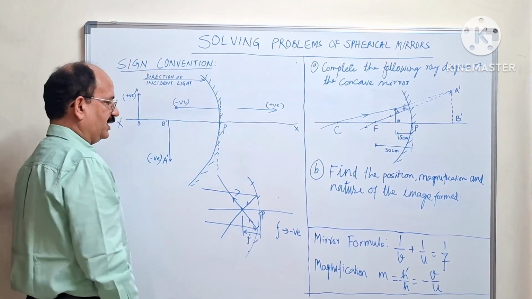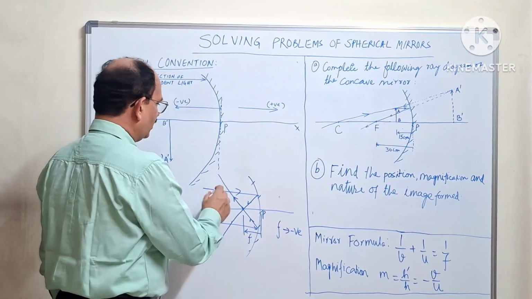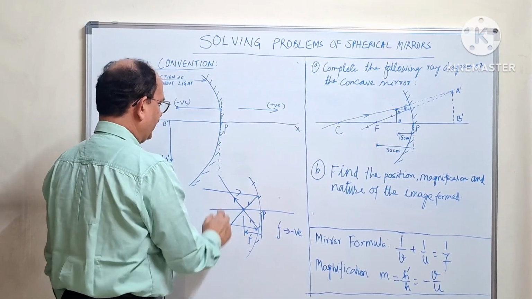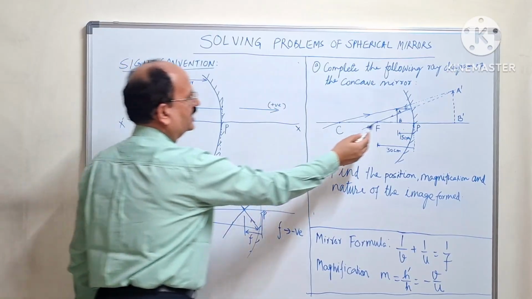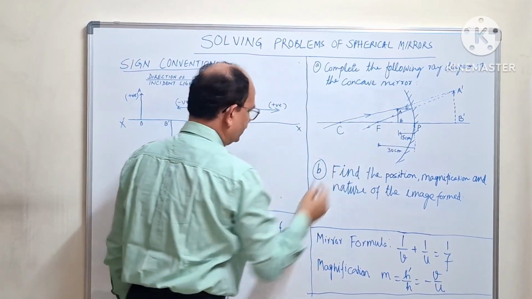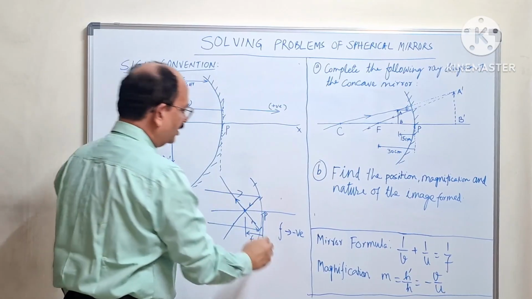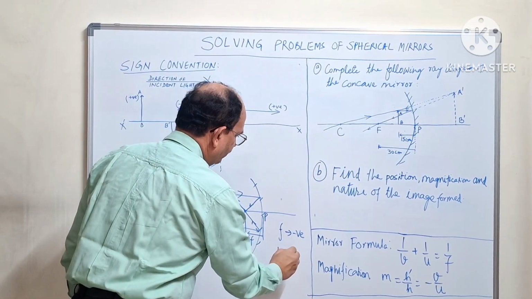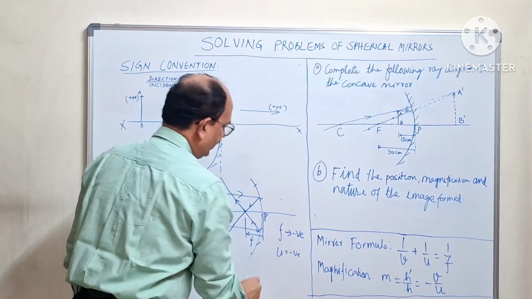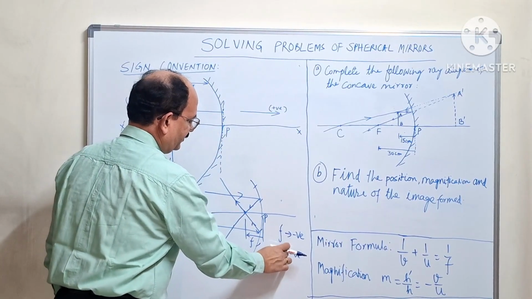Likewise, if you are putting the object anywhere on the left side, in this case the object has been put between pole and focus, in this case also u will be negative.